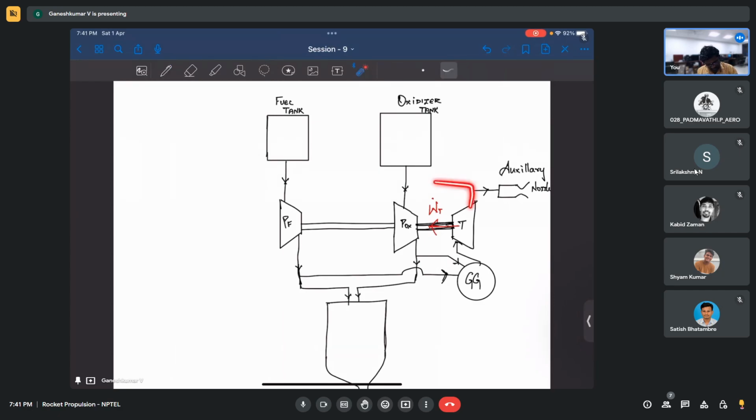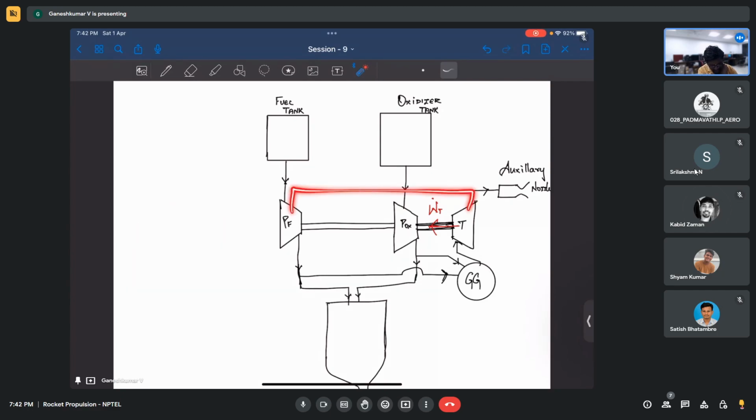Okay. So if you combine these two here, what happens? Let's say you have a combustor here, right? If you combine these two, or if you take the output of this turbine and give it to the pumps, what happens? That cycle. So there is a pump, there is a turbine. Staged combustion.